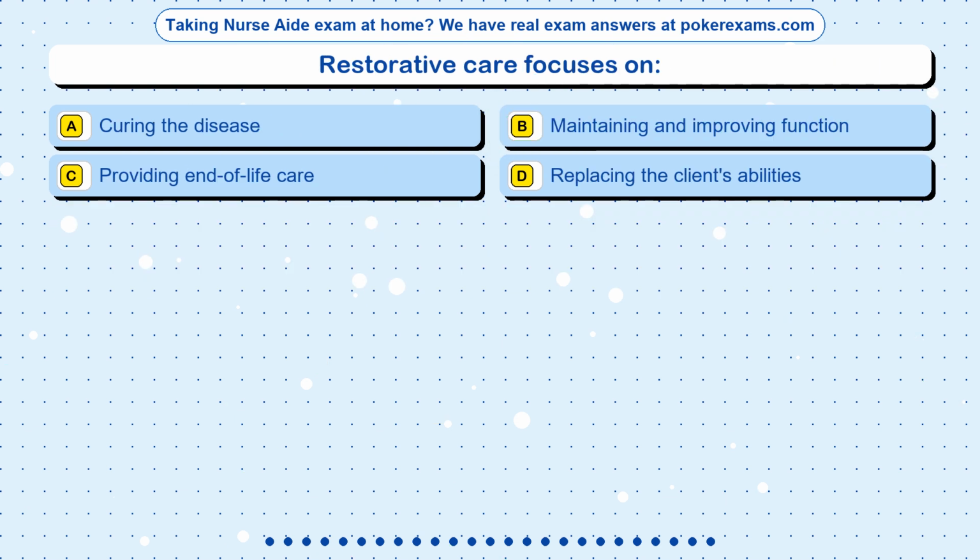Question 4. Restorative care focuses on: Option A, curing the disease. Option B, maintaining and improving function. Option C, providing end-of-life care. Option D, replacing the client's abilities.